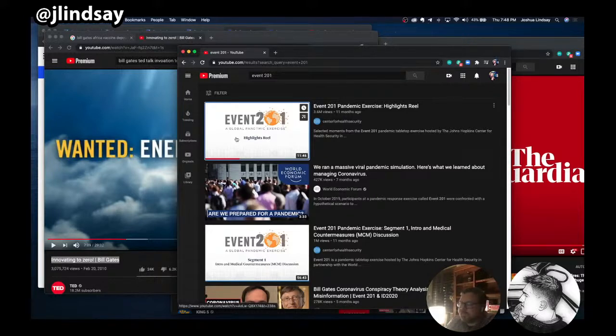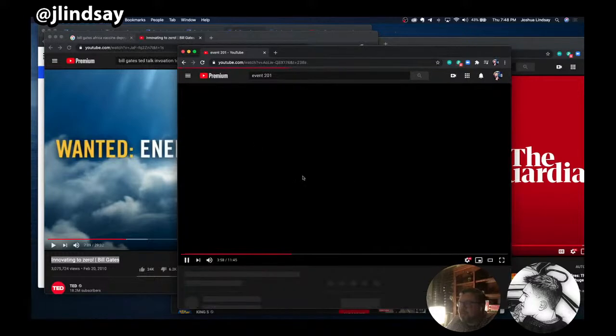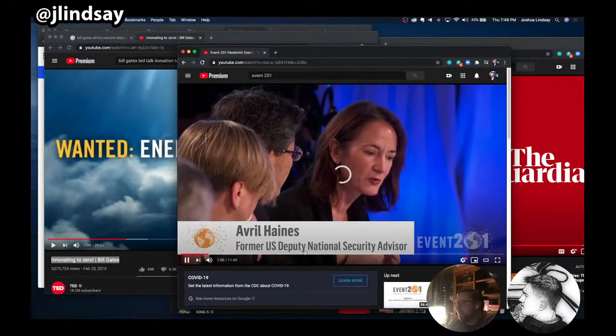This is power. And anyways, in Event 201, which was 2019, not 2015, they play out or war game the coronavirus several months before coronavirus actually happens. So let's check this out.